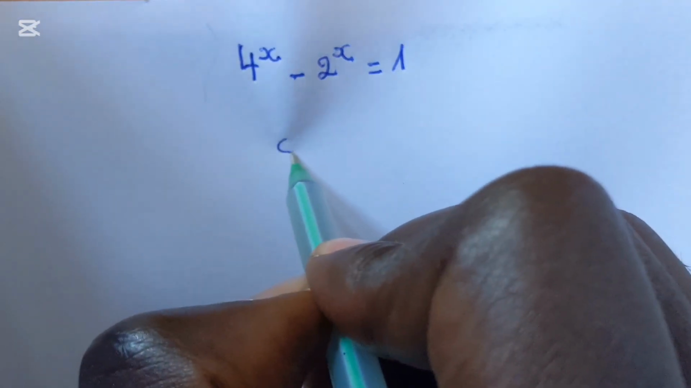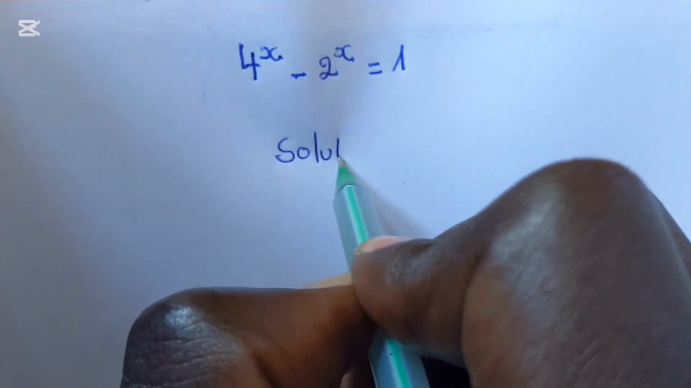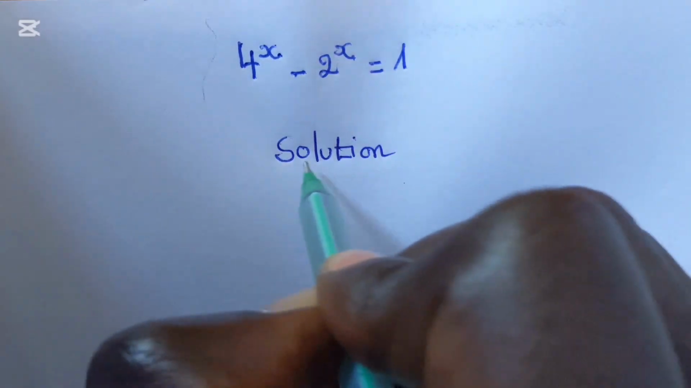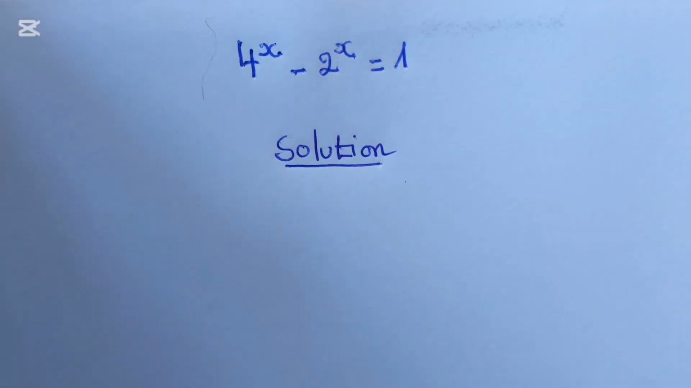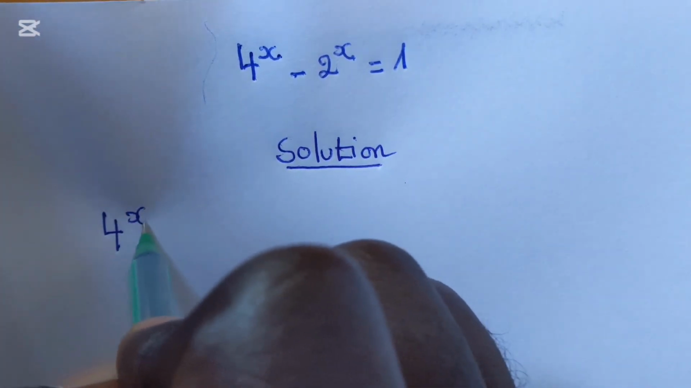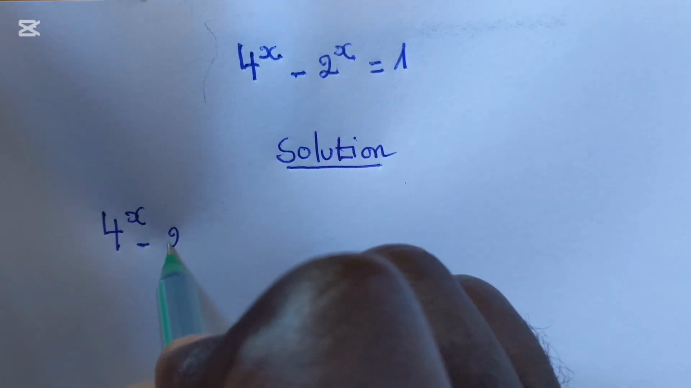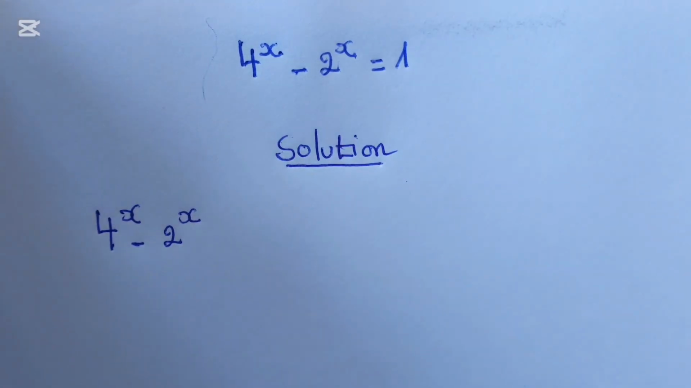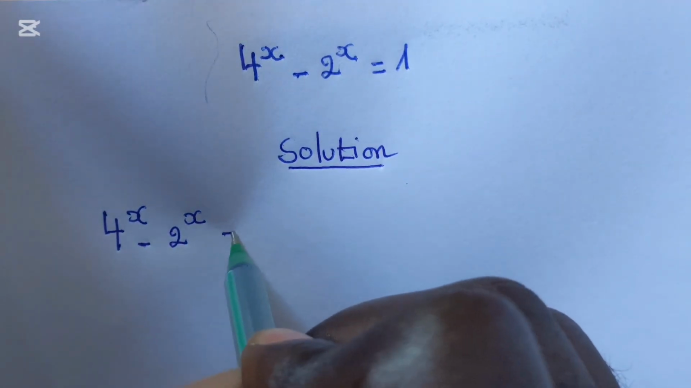Let's provide a solution to this question provided. Okay, now the first thing is to copy what we have. We have 4 to the power of x minus 2 to the power of x, to be equal to 1.